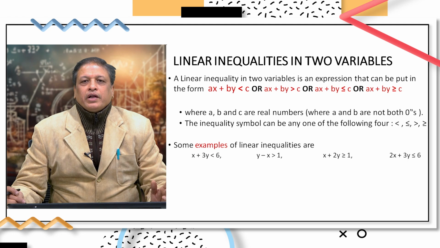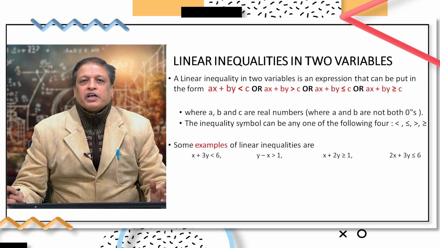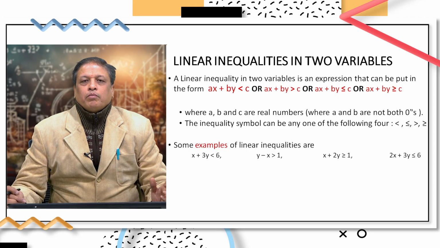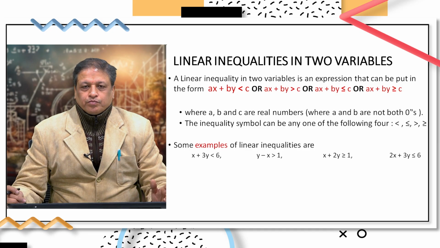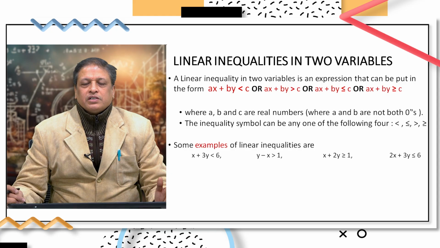So, a linear inequality in two variables is an expression that can be put into the form ax plus by less than c, or ax plus by greater than c, ax plus by less than equal to c, or ax plus by greater than equal to c, where a, b and c are real numbers, and where a and b, that is the coefficients of x and y, are both not 0. Because if the coefficients of x and y become 0, then the inequality will be transformed into an inequality of single variable. Apart from this, the inequality symbol can vary from greater than, less than, greater than equal to, less than equal to.